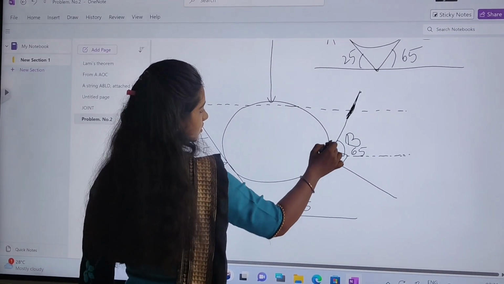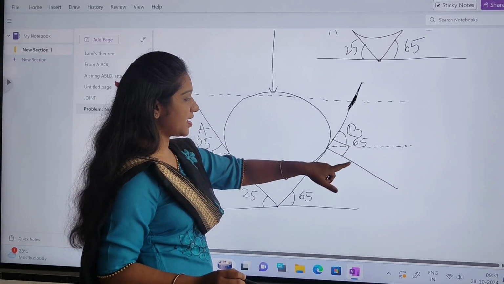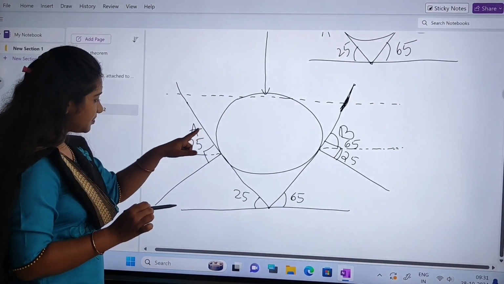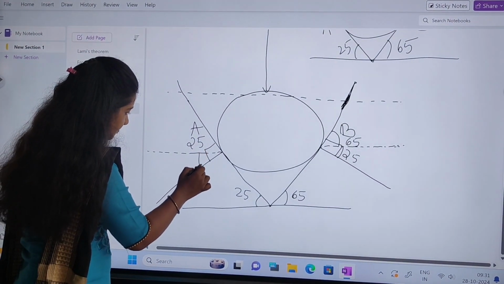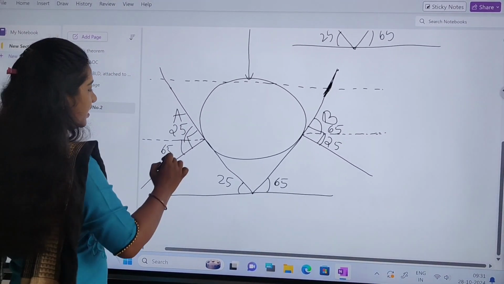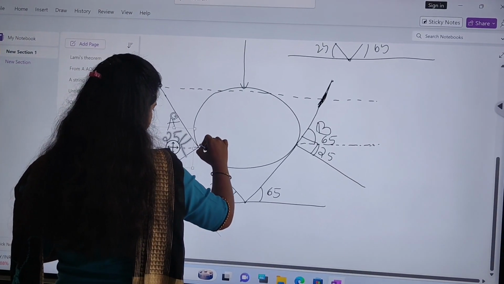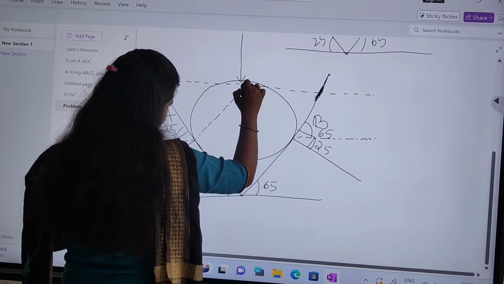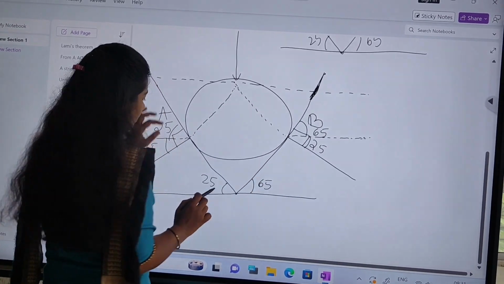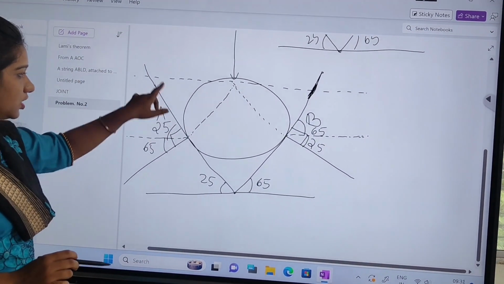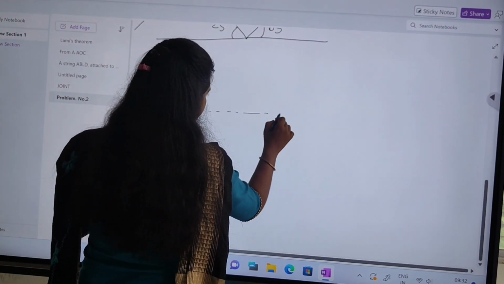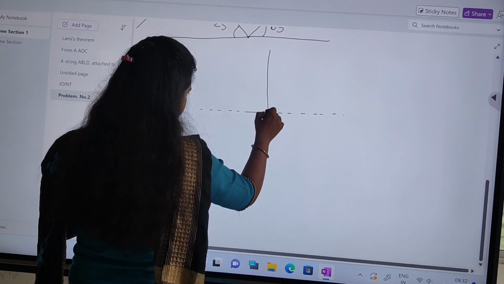Next, we know this one is 90 degree. So 90 degree minus 65, this one is 25 degree. And 90 degree minus 25, this angle is 65 degree. Next, we extend this line and this line. Now we find out all corners. Next, we draw another diagram to find out the corners easily.